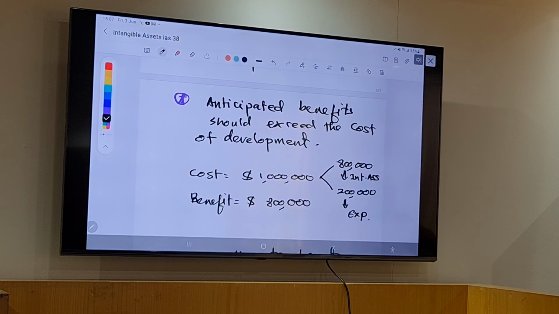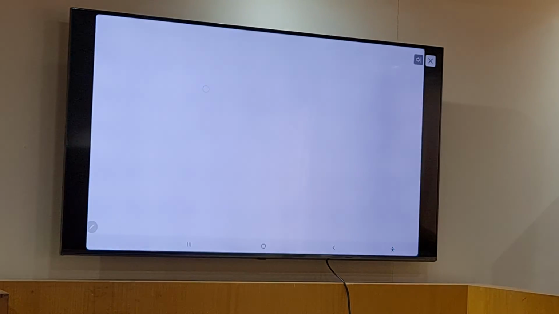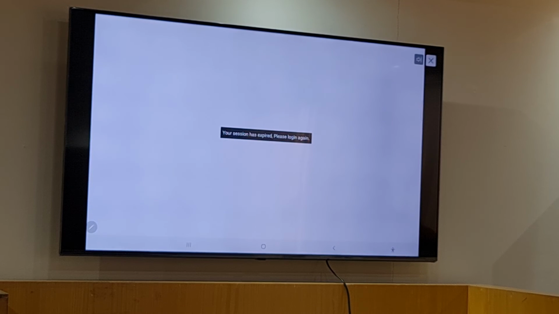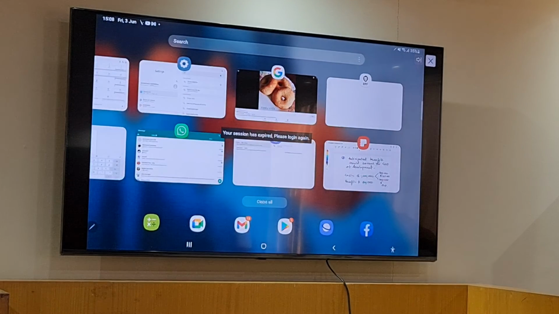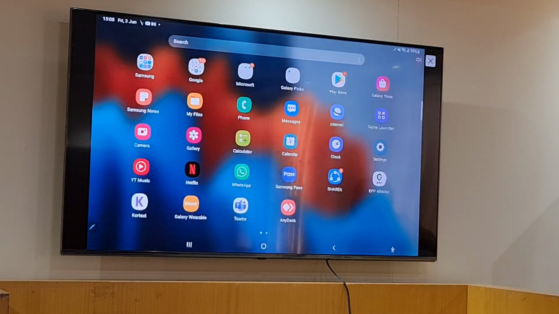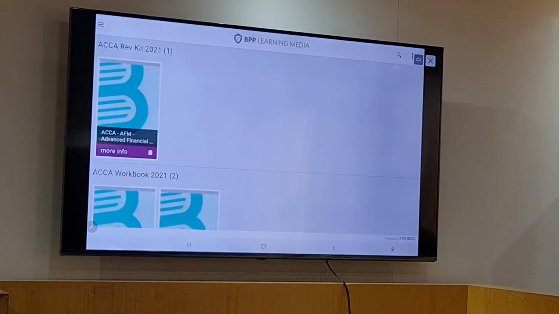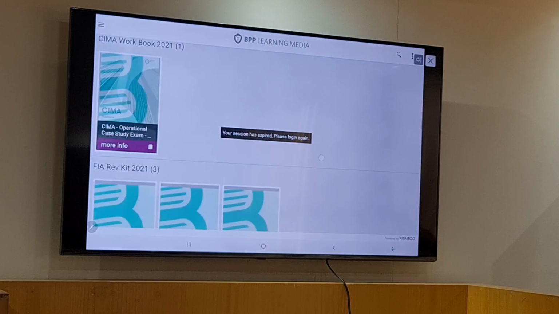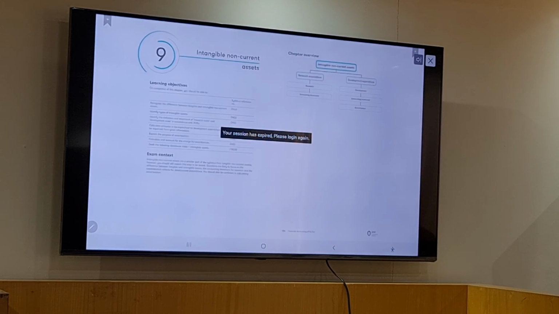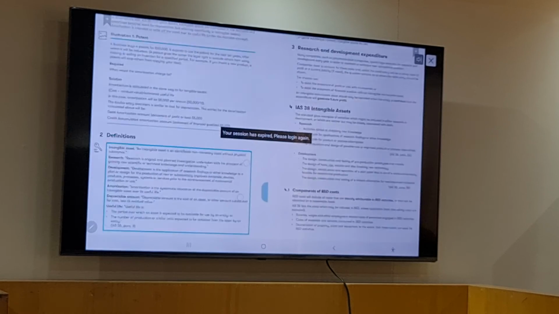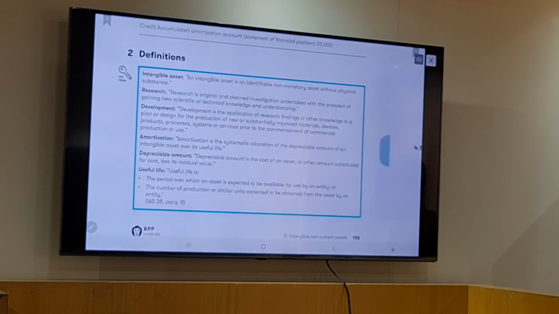So let's go to the book now. Where is the book? Book is here. Page number. So these are the definitions which I have explained to you.